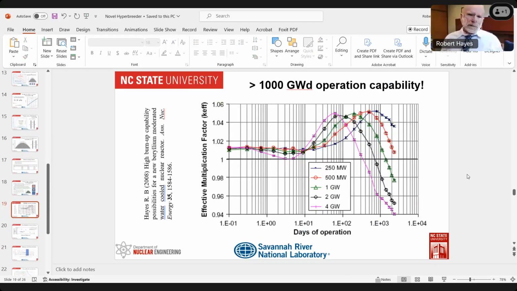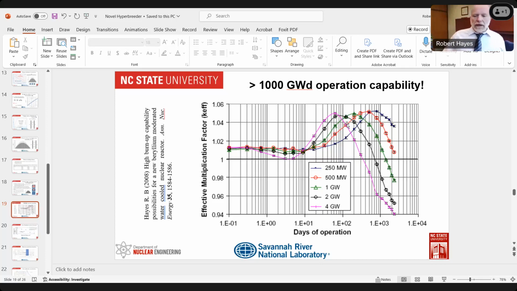And so this was published back in 2008. And what you can see is that at a gigawatt, you can get well over 1,000 days. All of these are basically giving you the same total burnup. So if you do a higher thermal power, then you get less time. If you do lower thermal power, you get more time. But the key is that in something in the range of a few months to many months, the reactivity, the K effective, is going to be up above prompt critical. So you're going to have to do something to prevent that. Otherwise, it's going to disassemble itself.